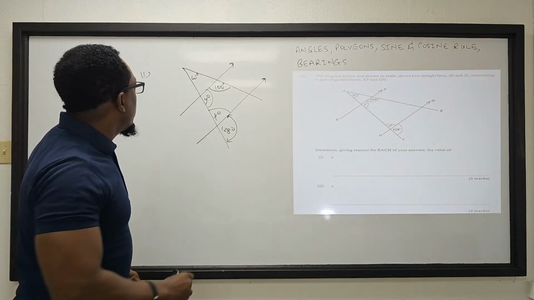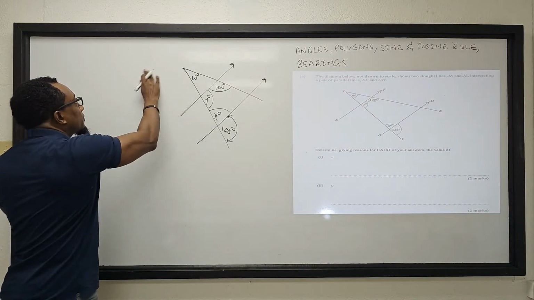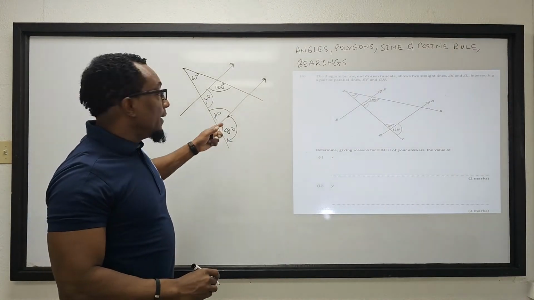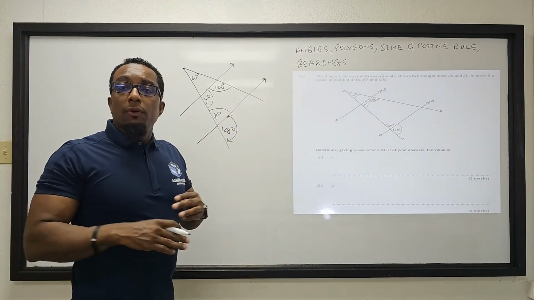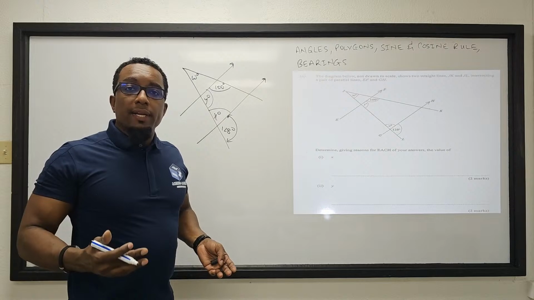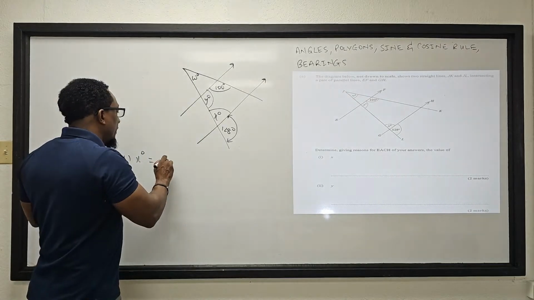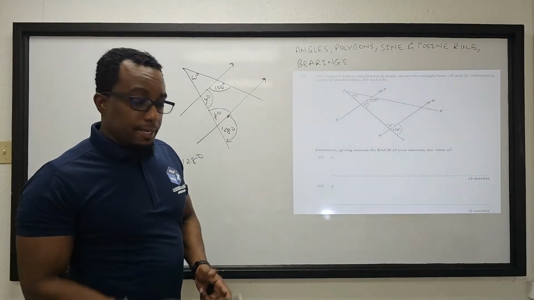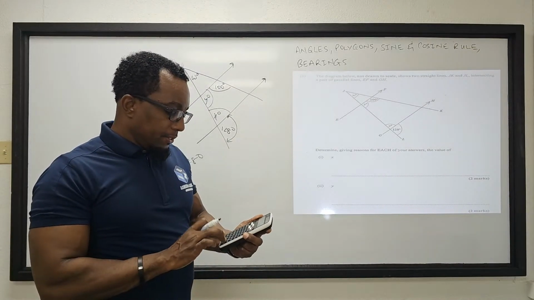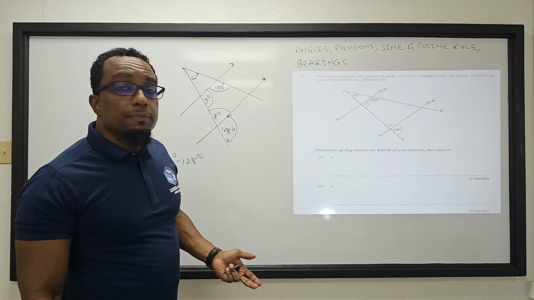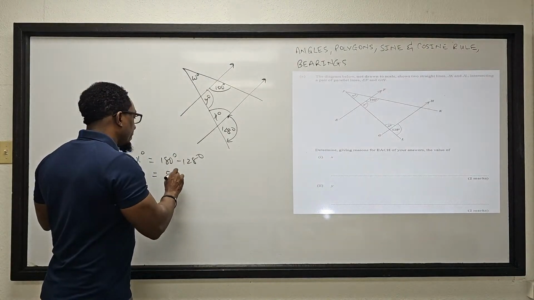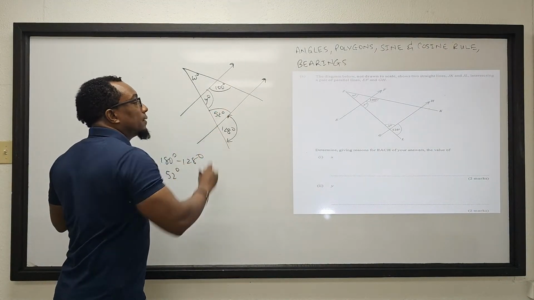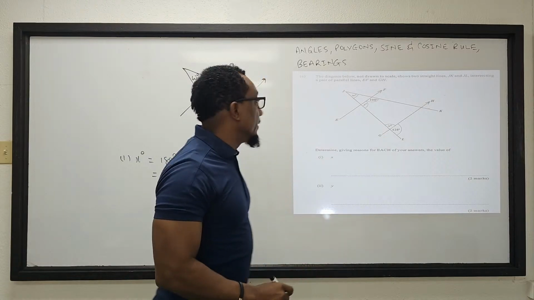So x will be straightforward. x will be equal to, this is a straight line, hence we have a straight angle. Straight angles equal 180 degrees. So all you have to do is subtract 120 from 180, and 180 subtract 120 will give us 60 degrees. So you see this angle x here.